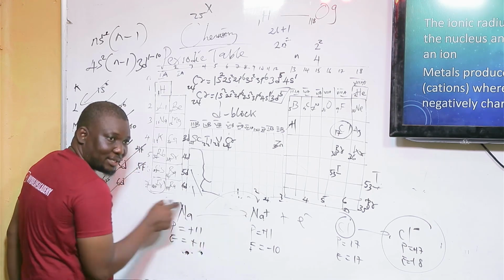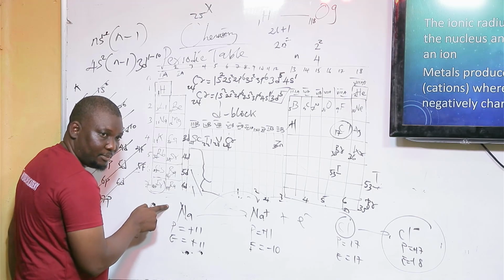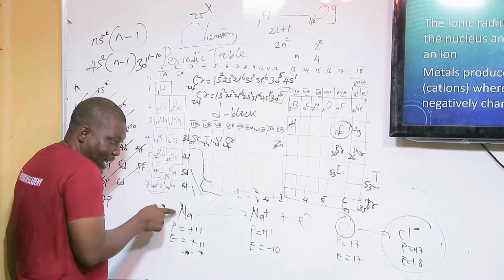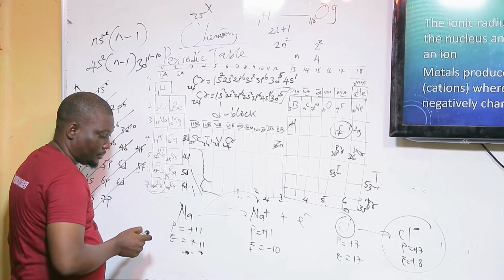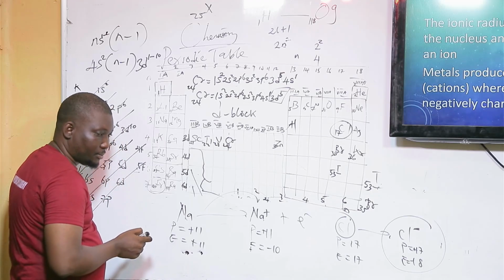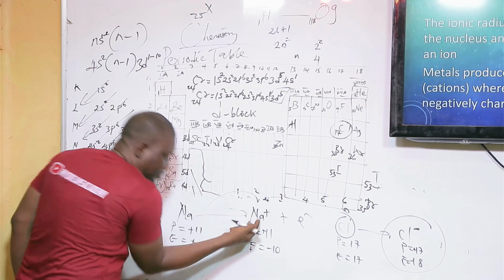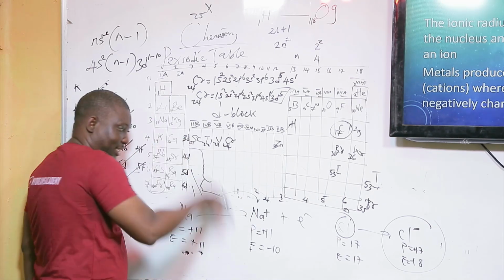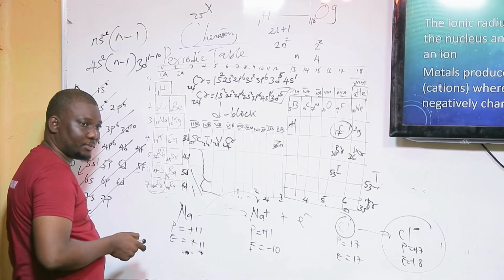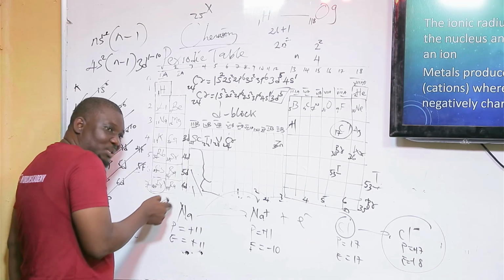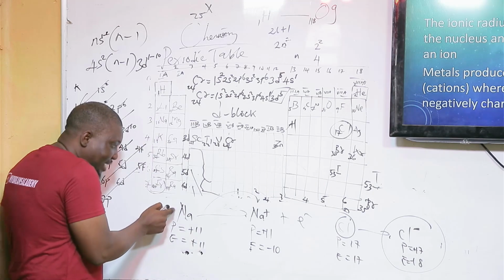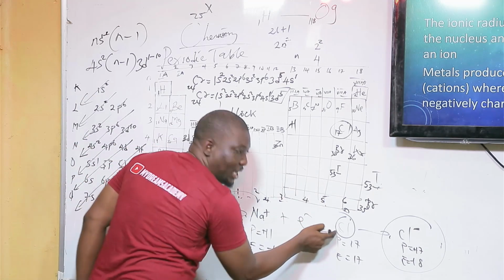Coming over here now, in this case, what happens between this and this? Which one is smaller in size? Which one is bigger in size? This is atom. This is cation. Is the cation bigger, or is the atom bigger than the cation? The atom here is bigger than the cation. The atom here is bigger, but the cation here is smaller.